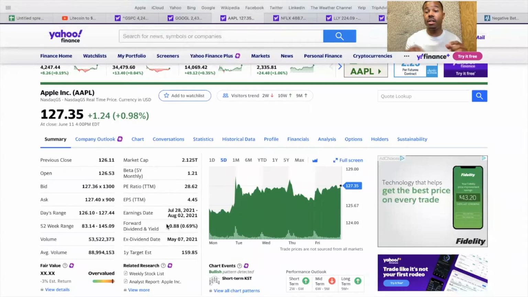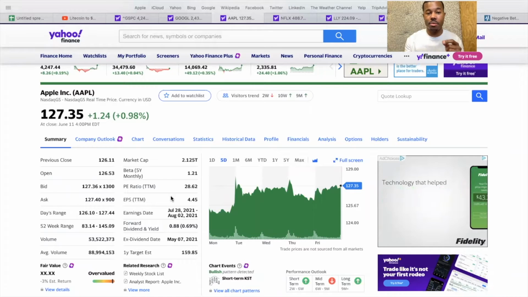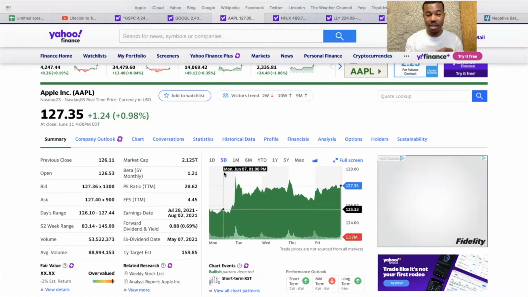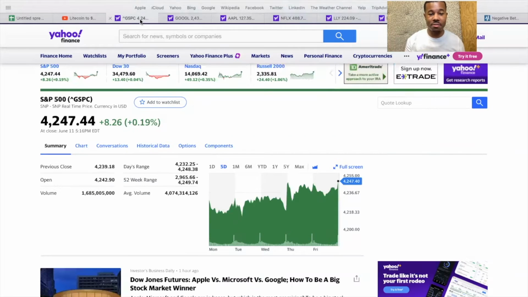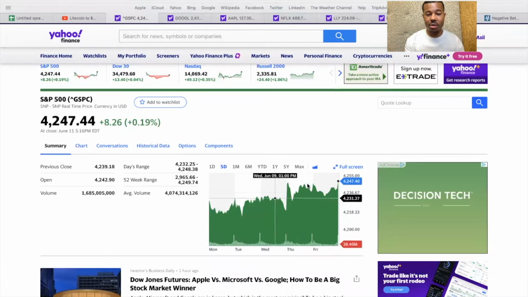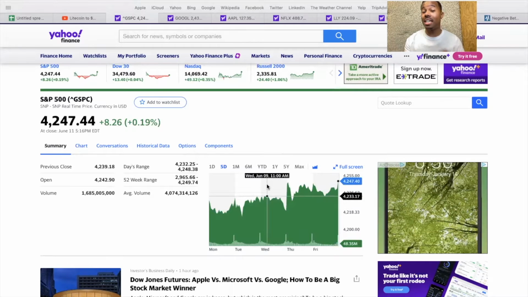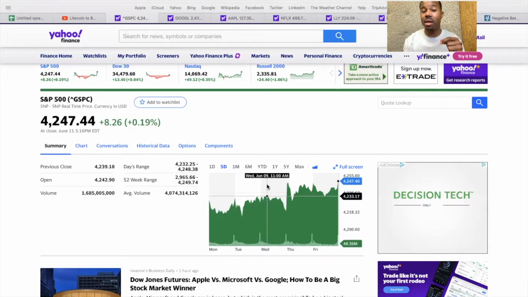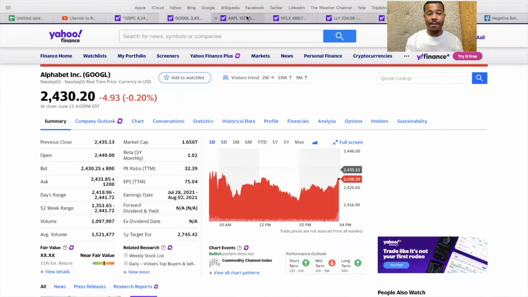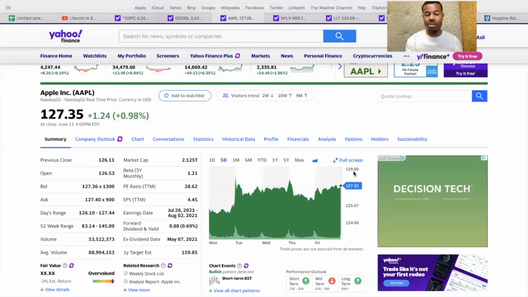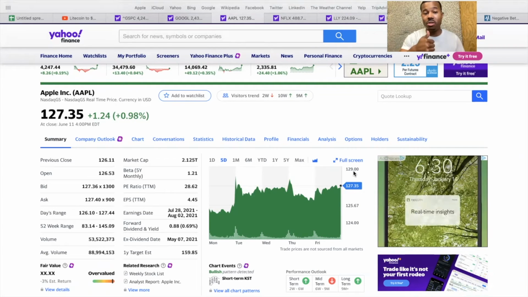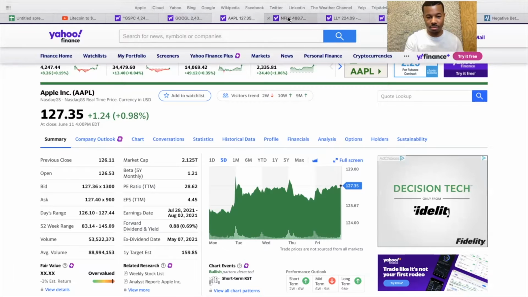So you look at Apple. This has a beta of 1.21, over the last 5 days. Now look at the S&P 500. This is going up, so that means Apple should follow the same trend except slightly higher. So look at this. Boom, same trend, because it's 1.2, so it's a slightly more volatile market move. S&P goes up, it goes up.